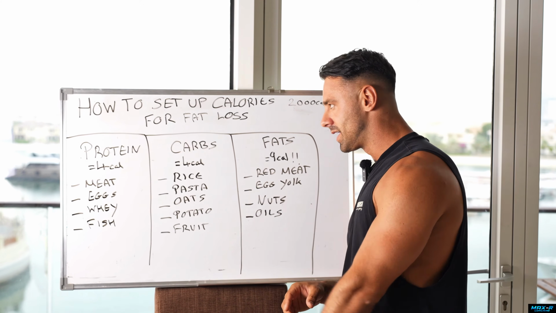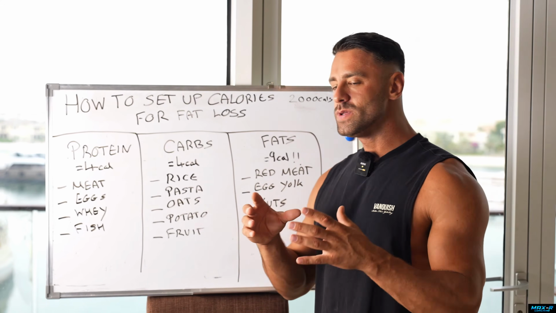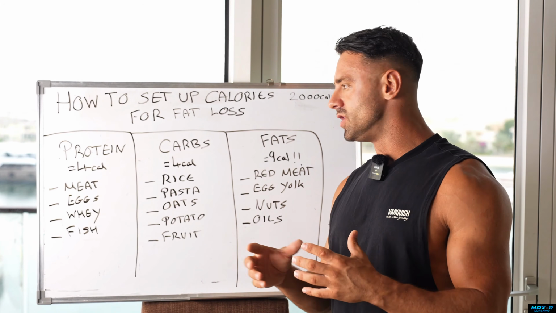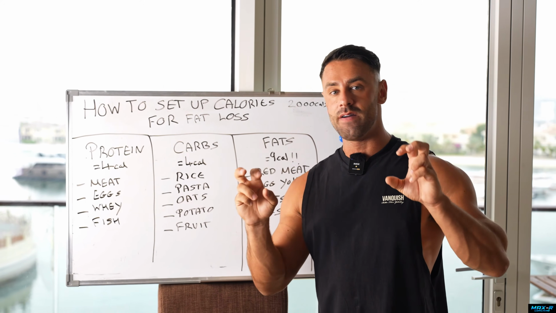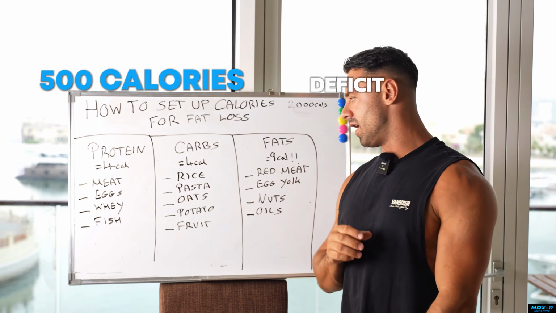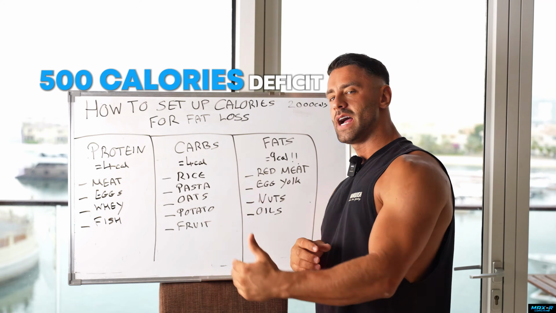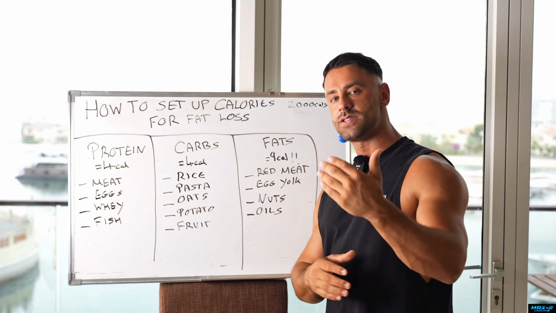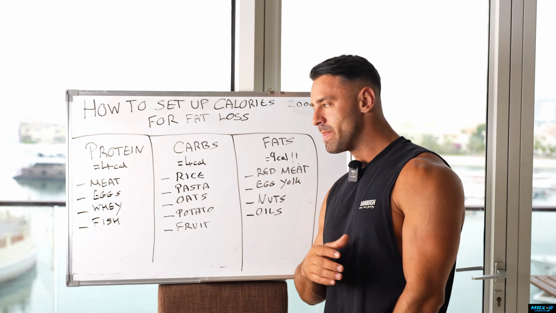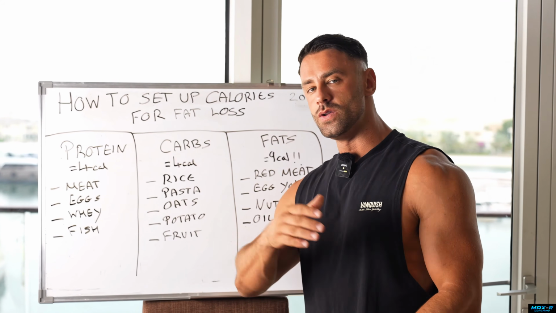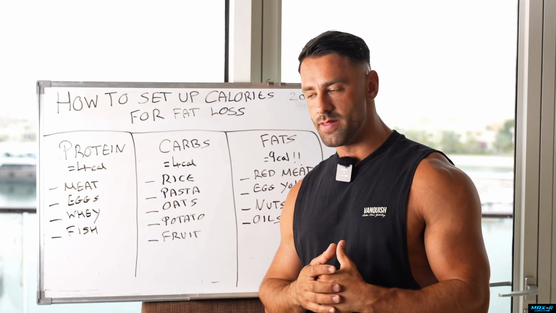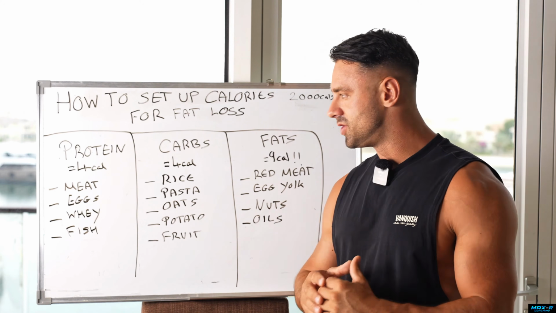Now, what people tend to do when they're trying to lose body fat, as you'll always hear, is find your maintenance calories and then be in a 500 calorie deficit. You'll hear that a lot because a 500 calorie deficit across the week is 3,500 calories, and that is the equivalent of 1 pound of fat, which would give you 2 kilos of fat loss per month, which is a pretty good rate of change.